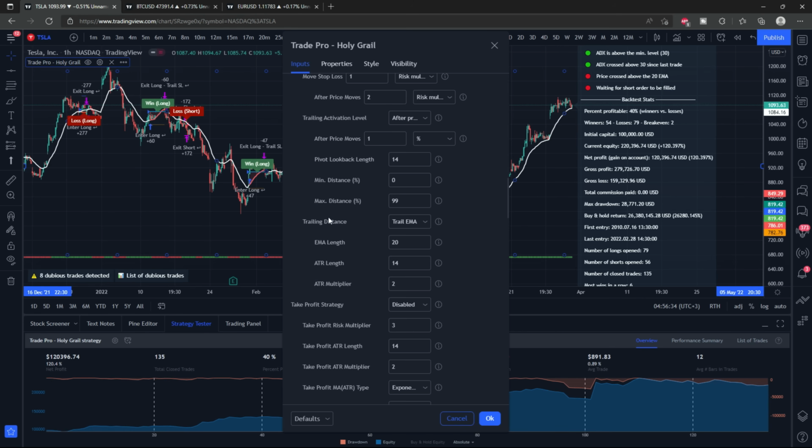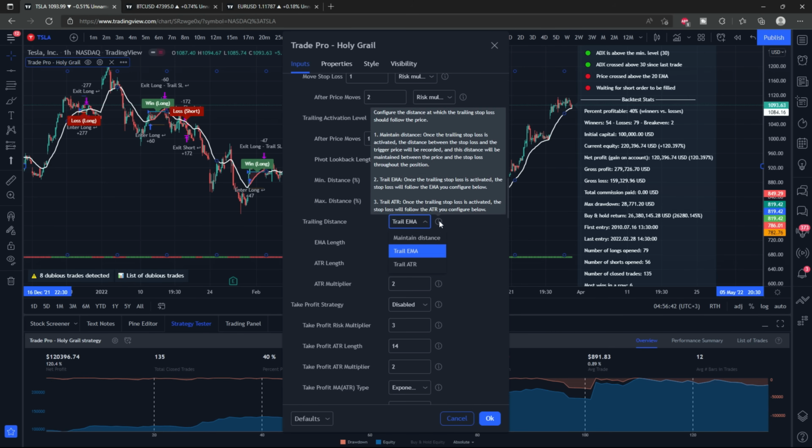So then there's the trailing distance right here. A few different mechanisms here. We have the trailing EMA, trailing ATR, or just a maintaining of distance, and we can read about those here. The maintained distance is once the trailing stop loss is activated, the distance between the stop loss and the trigger price will be recorded, and the distance will be maintained between the price and the stop loss throughout the position.